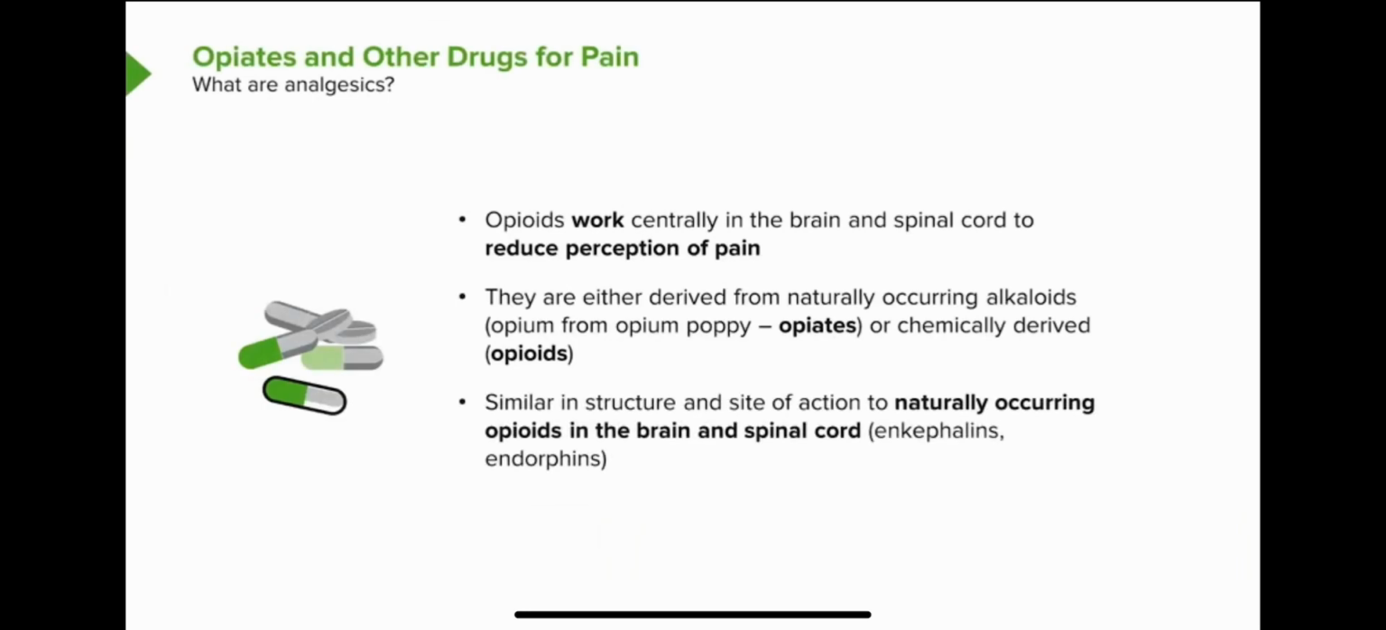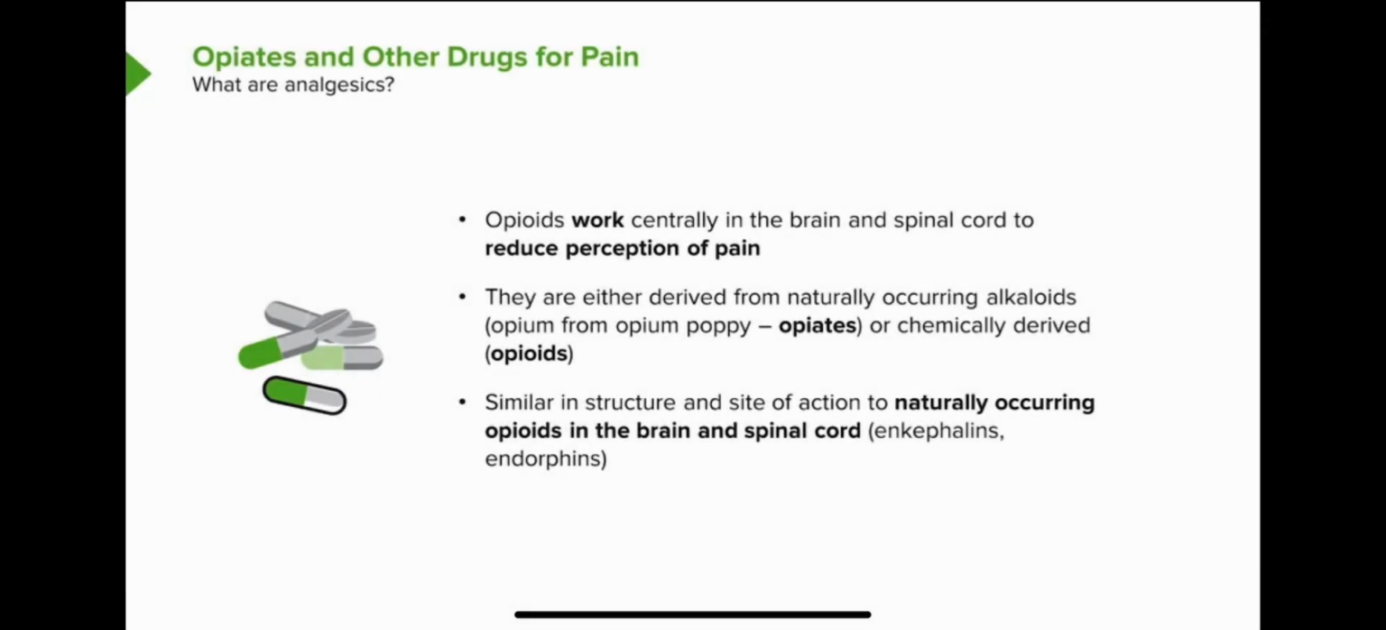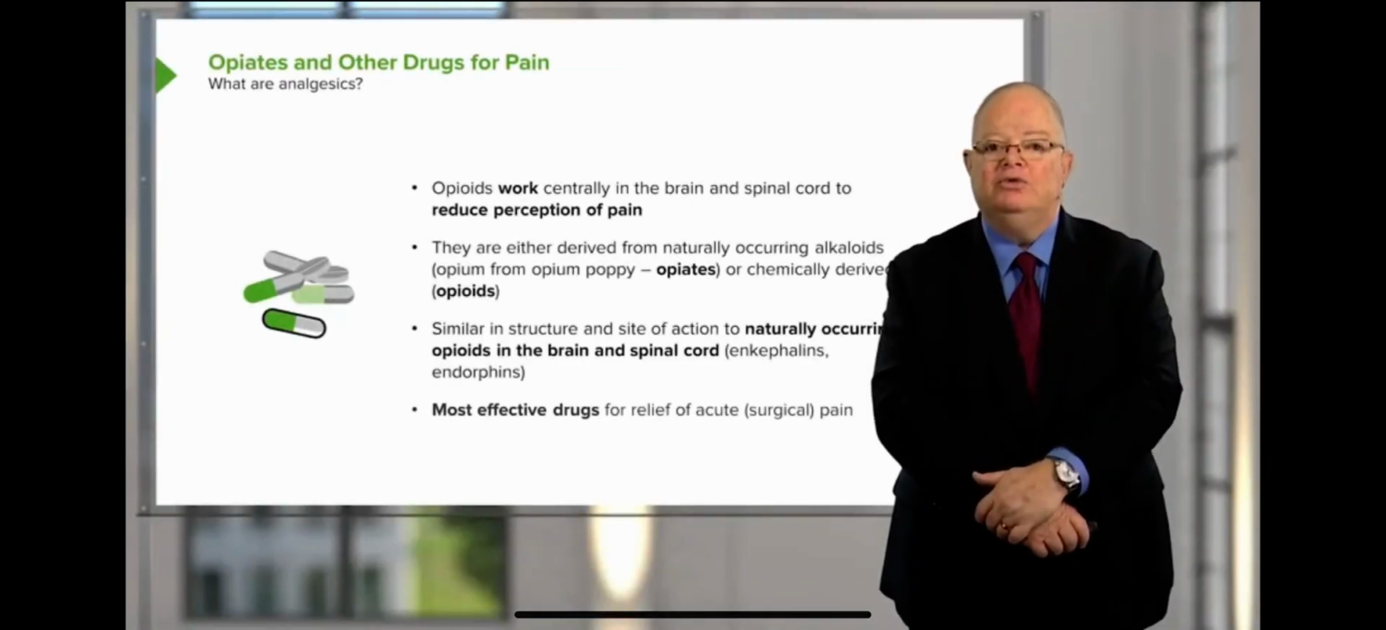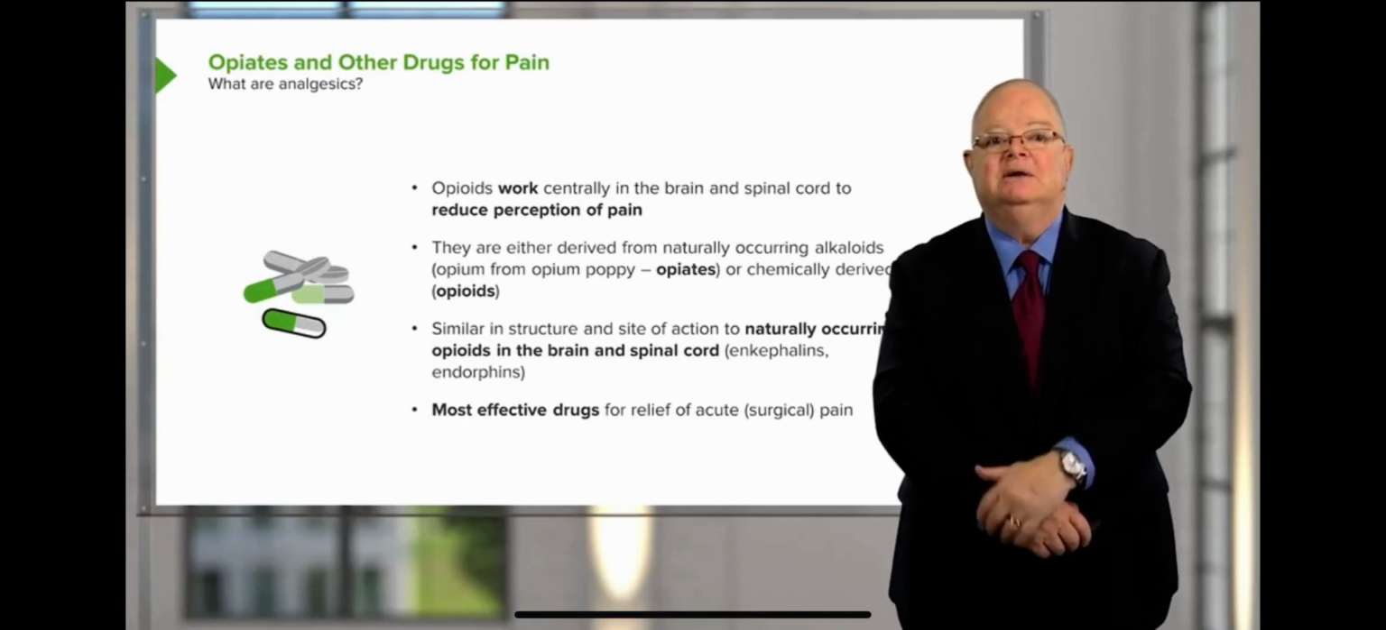They're similar in structure, although it's interesting when you look at them chemically, they don't really look very much alike, but they all have one common feature. They have the ability to bind to opioid receptors in the brain and spinal cord, as do enkephalins and endorphins, which are naturally occurring opiates which we produce within our bodies. These are the most effective drugs for relief of acute pain, surgical pain, trauma pain.